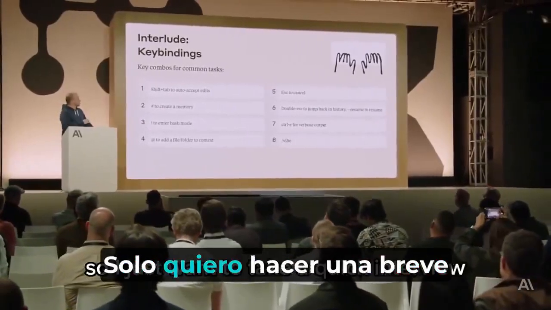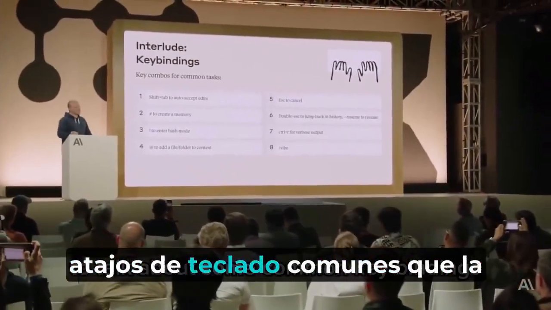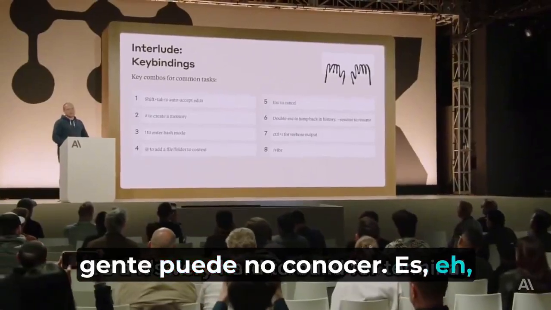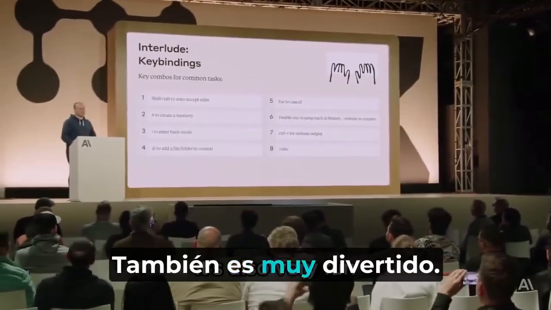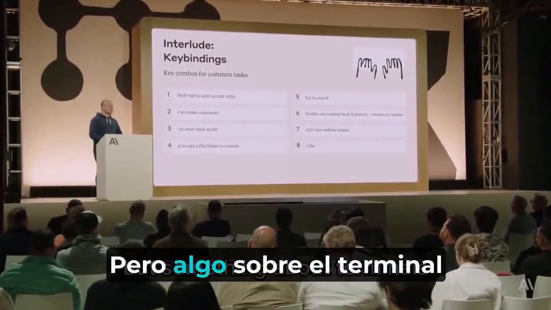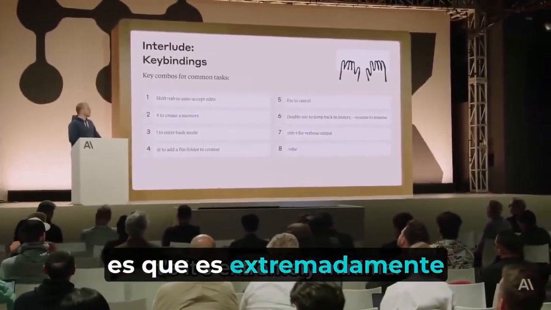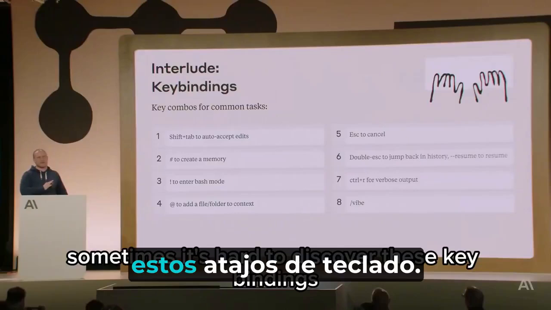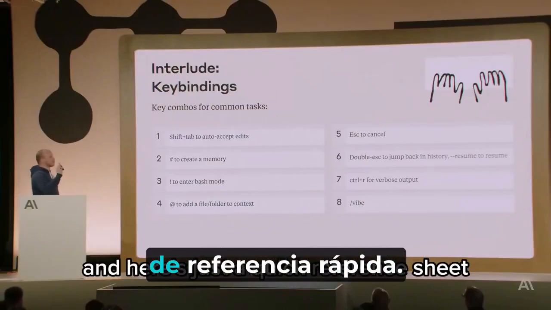This is a talk about pro tips. I just want to take a quick interlude to talk about some common key bindings that people may not know. It's very hard to build for terminal. It's also very fun. It feels like rediscovering this new design language. But something about terminals is that they're extremely minimal, and so sometimes it's hard to discover these key bindings. Here's a quick reference sheet.